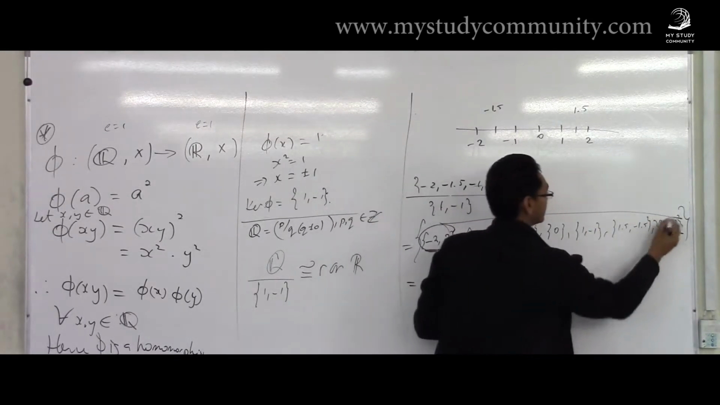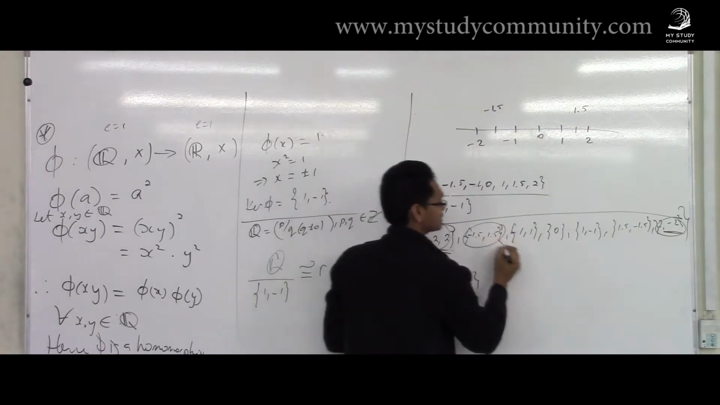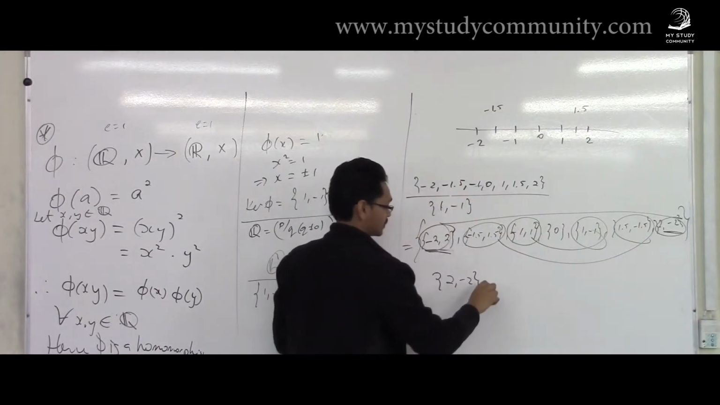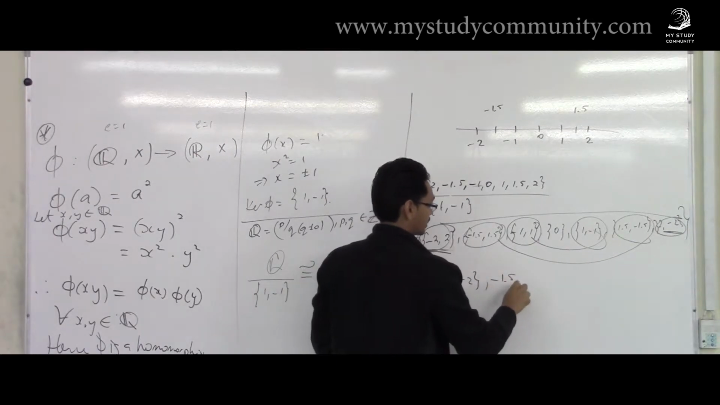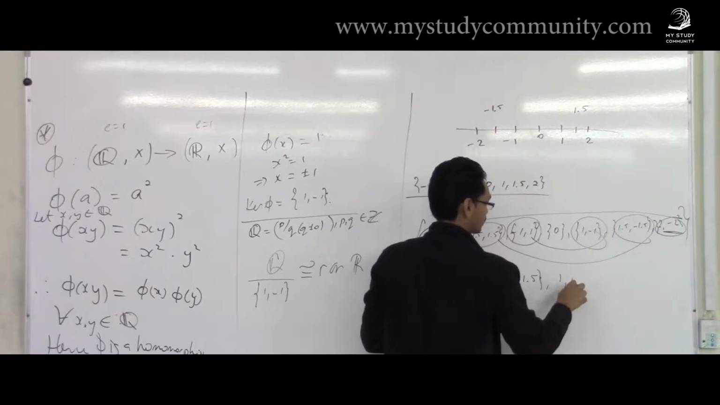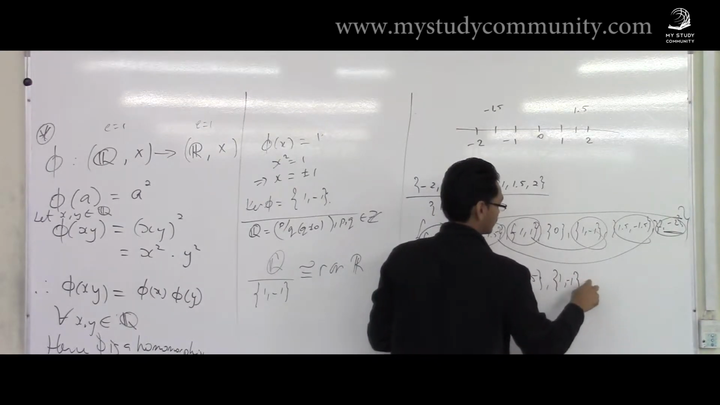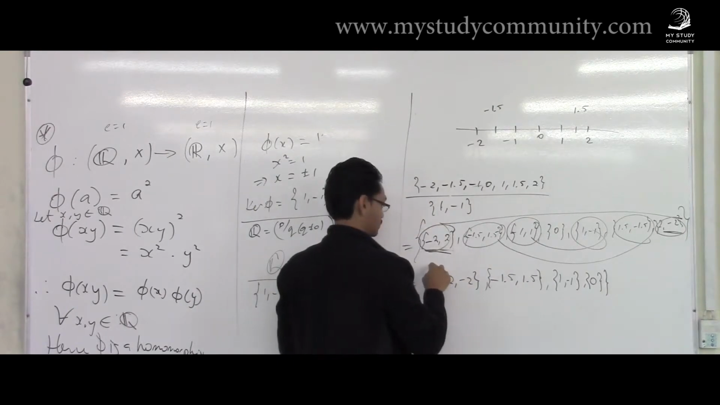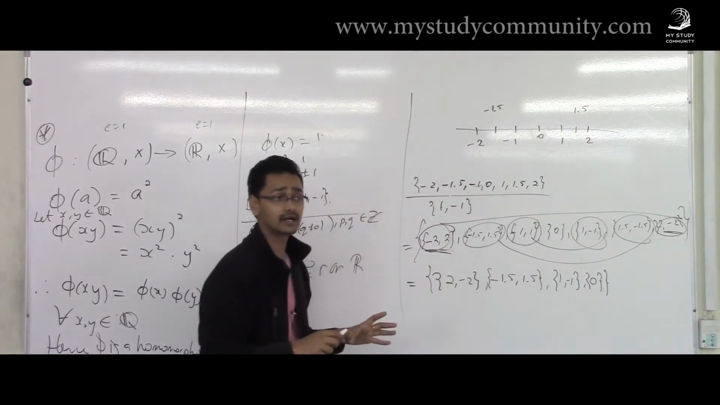So this here is the same as this. This is the same as this. This is the same as this, yes? So we have negative 1.5, 1.5. We have 1, minus 1. And we have 0. Everybody's okay?